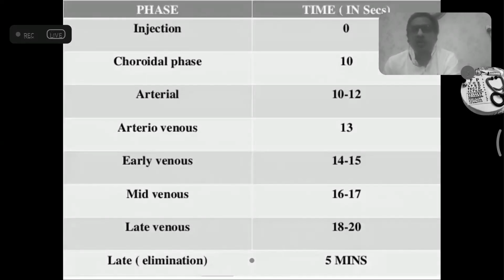Choroidal phase 10 seconds, arterial phase, take picture 10 to 12 seconds, arteriovenous 30 seconds, early venous 14 to 15 seconds, mid venous 16 to 17, late venous 18 to 20, and elimination phase late after 5 minutes.